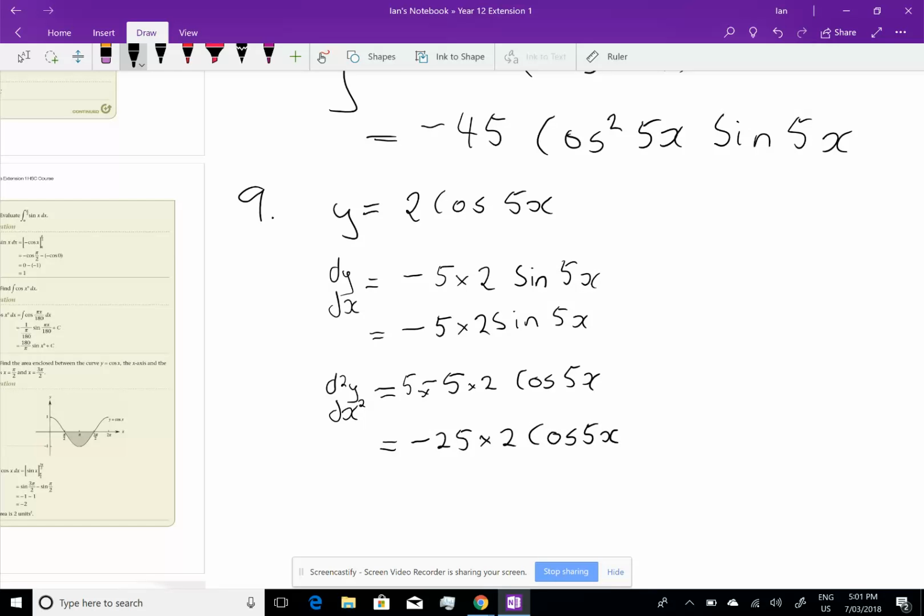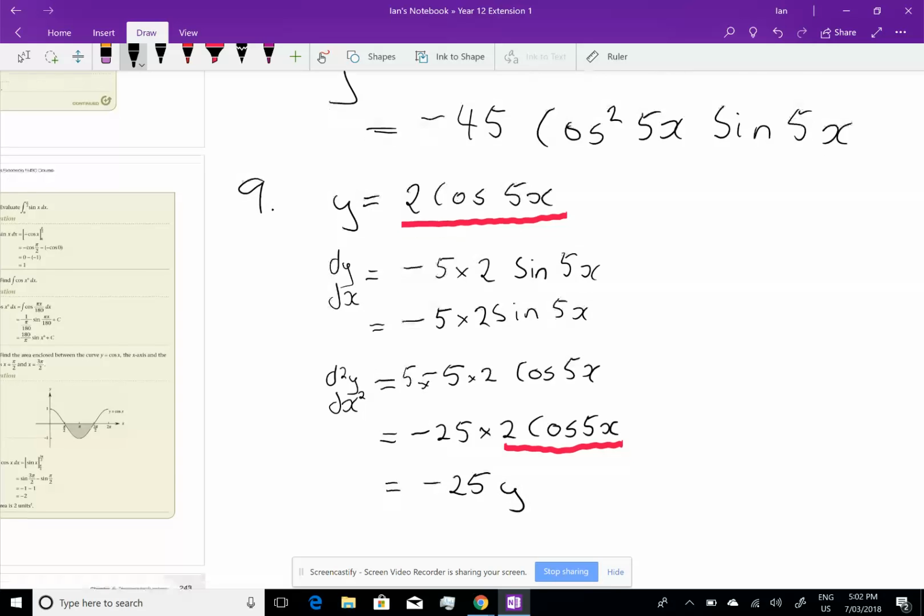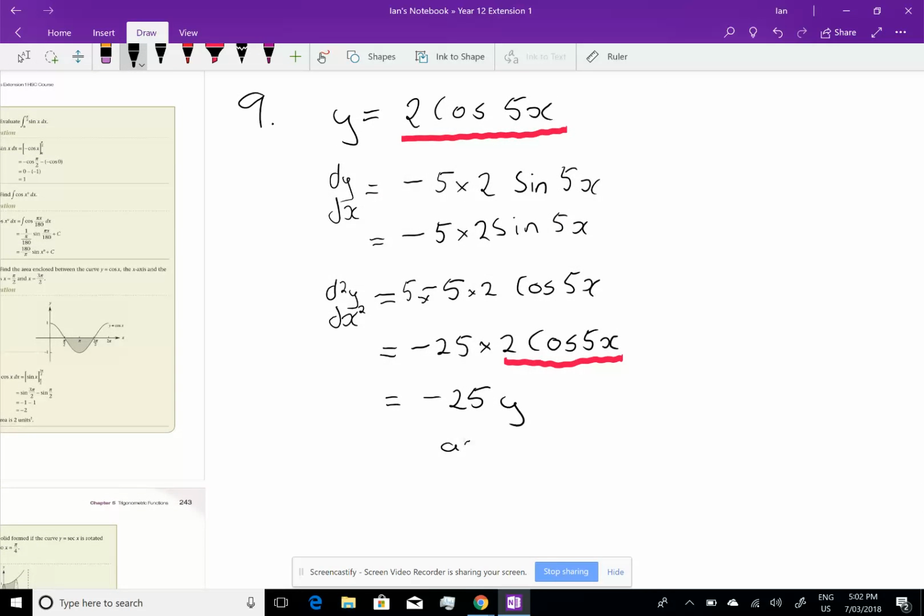Oh, Mr. Tonkin, why aren't you just multiplying that 2 and getting 50? Because I had to show something. I had to show that the second derivative equals minus 25y. And because I've left that like that, oh, look, they're the same. I can just jump in and say minus 25, and that's my y, which is what I was required to do, as required.